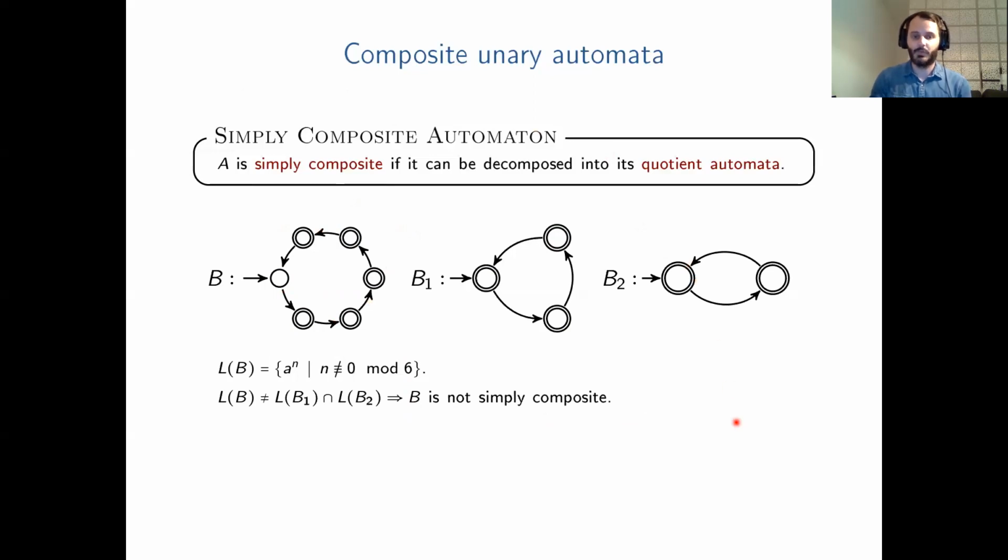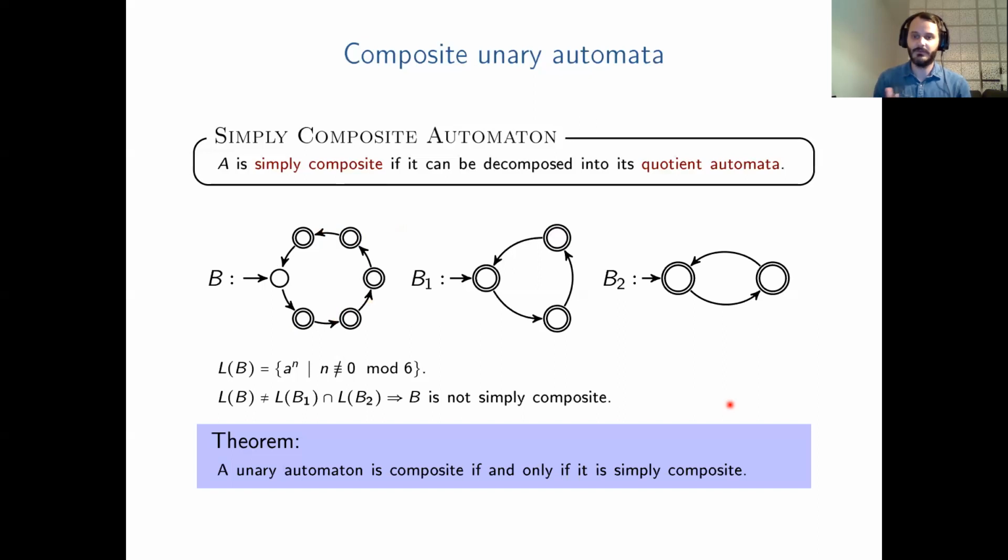Why is this notion interesting? Well, we proved that in the unary setting, it's actually the same to be composite or simply composite. So one direction is trivial: if an automaton is simply composite, in particular, it is composite. Why is the other direction true? Well, the very vague idea is as follows. If we have a composite automaton and we're given a decomposition, we can transform every element of the decomposition into a quotient by folding it onto itself. And so this proves that the automaton is also simply composite. Okay, now that we have that, in order to decide whether an automaton is composite or prime, we can just decide whether it is simply composite or not. So for example, the automaton B here that is not simply composite is prime.